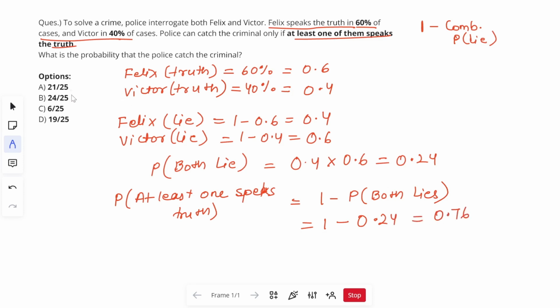Now we do not have the options in decimals, so we will convert this to a fraction: 76 by 100. Now we will cut it off, and the final will be 19 by 25. So the correct answer is 19 by 25, which is option D for this question.